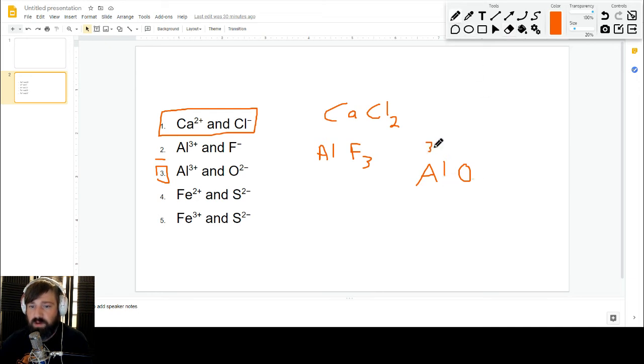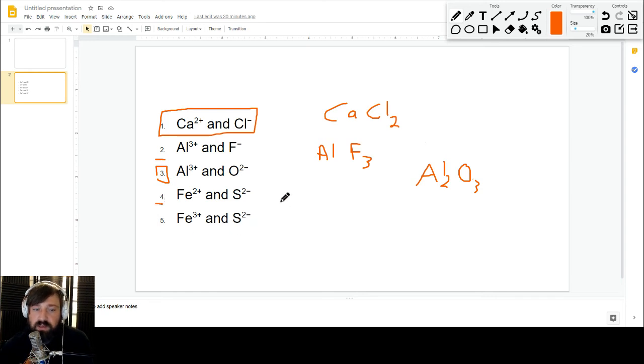Aluminum, you know, is going to be 3+, oxygen is going to be 2-. What you can do is just crisscross. So 2 negative, 3 positive: it's going to be 2 on the aluminum and 3 on the oxygen. If you do that, it works out perfectly fine. But remember, what we actually are doing is balancing out the charges. And so there we go. Aluminum oxide. Let's keep going.